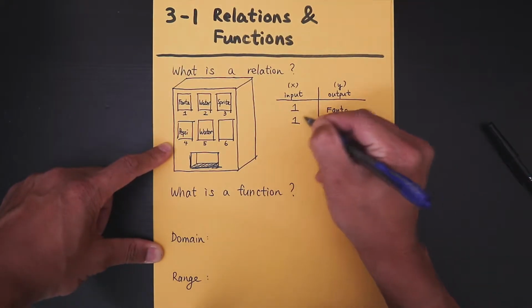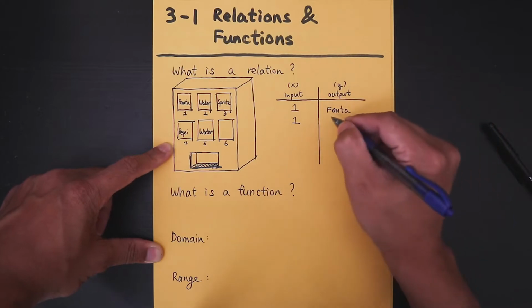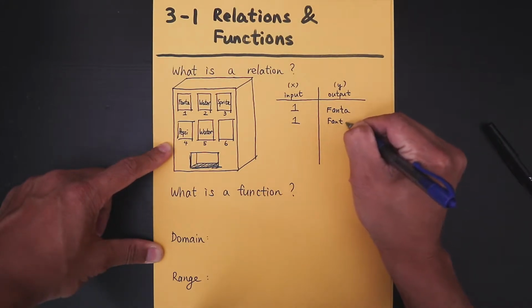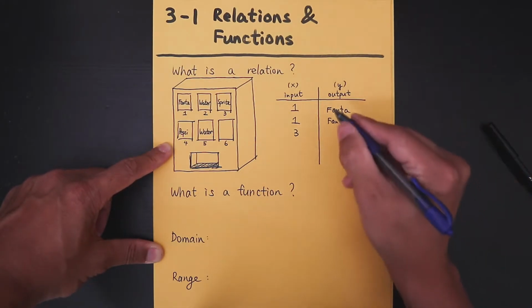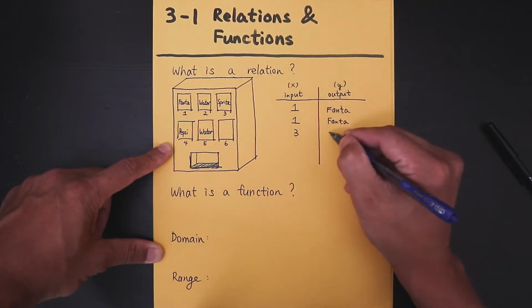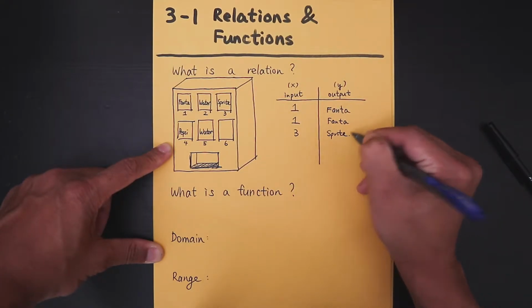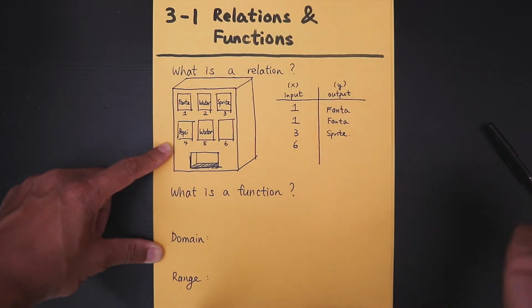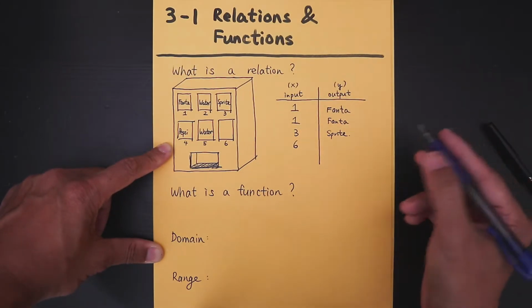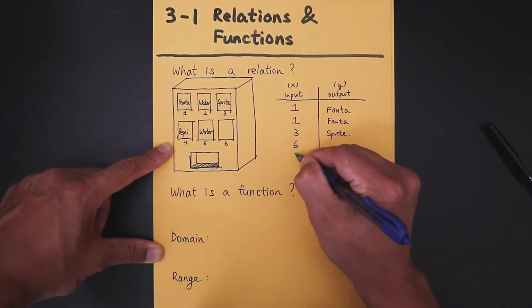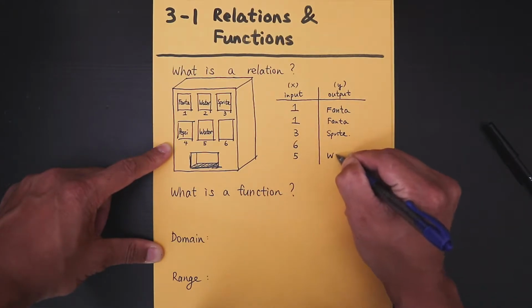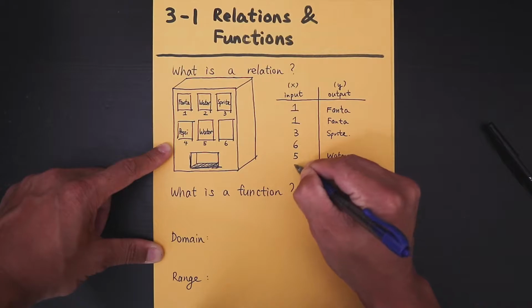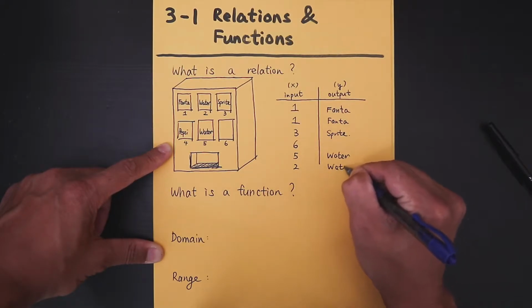What happens if I press the 1 again? Yes, I'm going to still get a Fanta, right? Now, if I press the 3, what's going to happen? Well, according to the picture, I'll get a Sprite, okay? And if I press the number 6, I'll get nothing. So there's nothing really here, right? So I'm going to press it again. And if I press the number 5, I'll get water. And if I press the number 2, I'll also get water, okay?